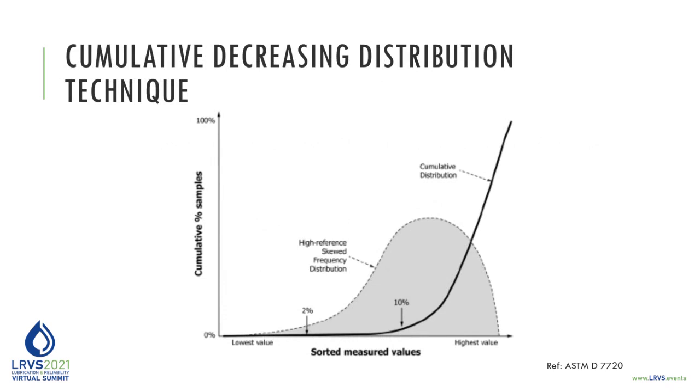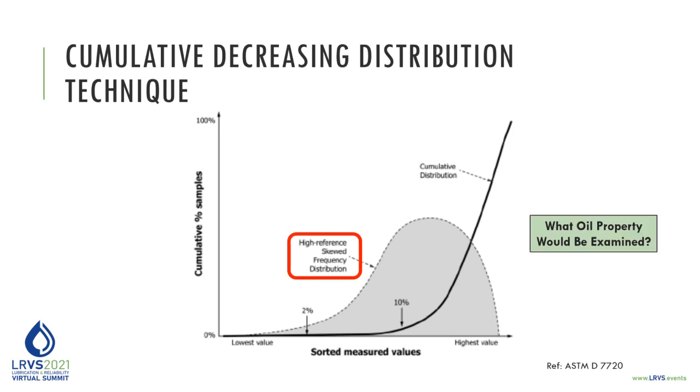Here's an example of a cumulative distribution curve for data having high reference skewed continuous frequency over a period of time. A great example of this is understanding base number, alkalinity reserve. These values start high and decrease over time, typically due to oxidation or acid uptake, where we're actually measuring the depletion of the functionality of the sulfonates and the phenates.